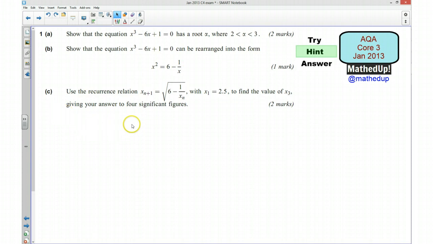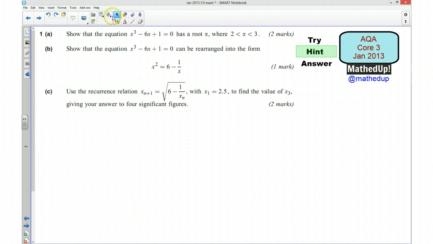Part C says use the recurrence relation x sub n plus 1 is equal to the square root of 6 take away 1 over x sub n, with x sub 1 equal to 2.5, to find the value of x sub 3, giving your answer to 4 significant figures.